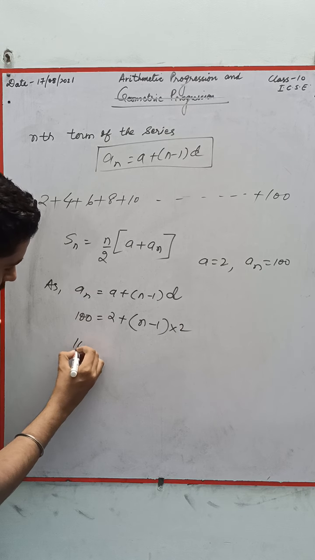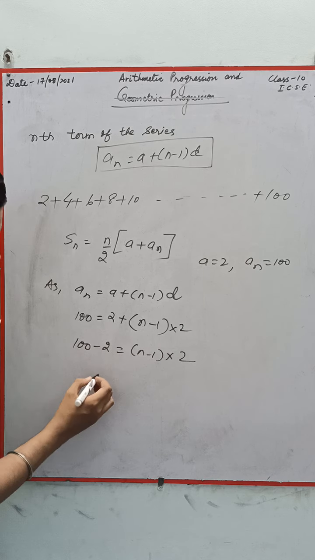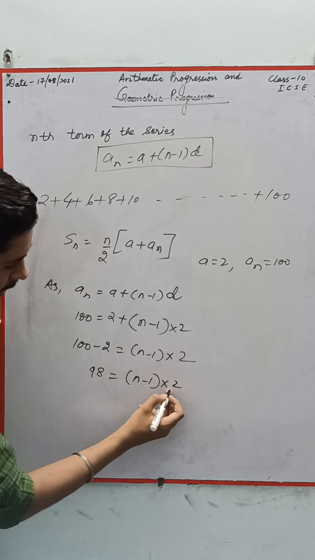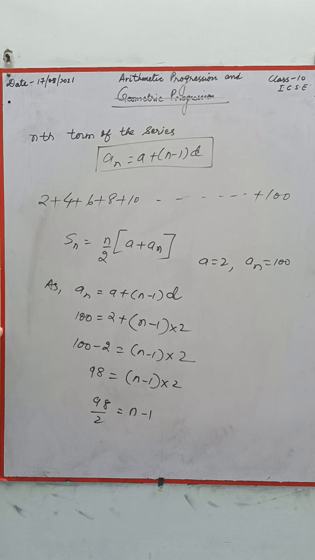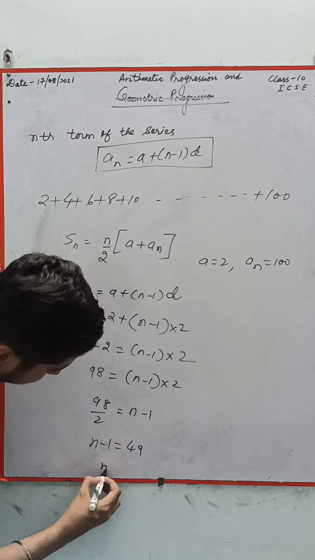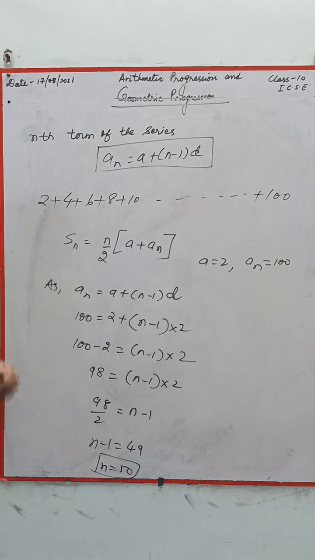Take 2 here, so 100 minus 2 is equal to (n minus 1) into 2. 100 minus 2 is what? 98. Into 2, 2 will come here, so 98 by 2 gives you 49. So n minus 1 is equal to 49, n is equal to 50. So there are 50 terms in this series.